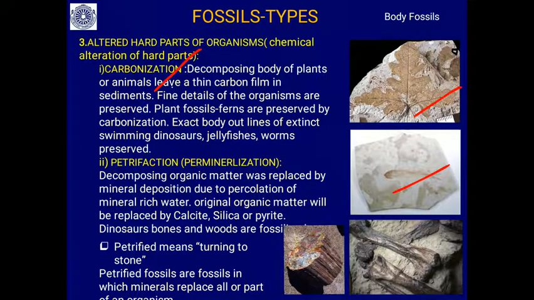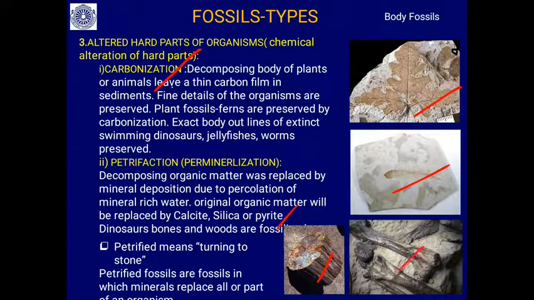Then petrifaction or else permineralization. Permineralization, where you can see the decomposing organic matter of the body was replaced by mineral deposition. Due to percolation of mineral rich water, original organic matter will be replaced by calcite, calcium carbonate, silica, silicon dioxide, or pyrite, iron salts, pyrite, you know that. So the dinosaur bones and the woods are fossilized. So you will find that this is the fossilized wood, but there is no wood material. It is entirely replaced by the minerals.